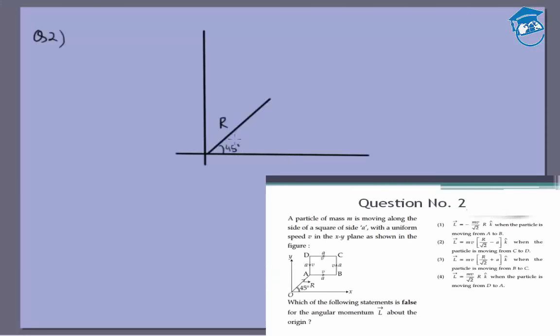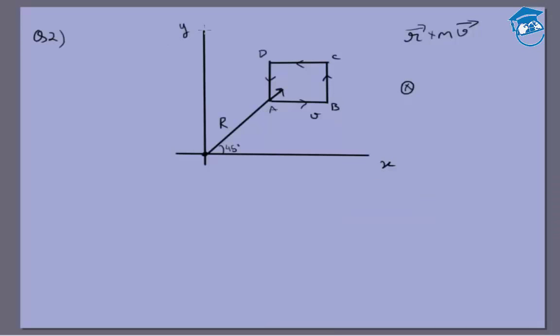R, 45 degrees, A, B, C, D. A particle is moving along this square loop with a speed v. And we are asked questions about the angular momentum which is measured from the origin. So when it's going from A to B, the angular momentum is r cross mv. Now r at A is in this direction and v is in this direction. So r cross v will go inside the plane, and if this is x and this is y, z is outside the plane, so it will be in the minus z direction.